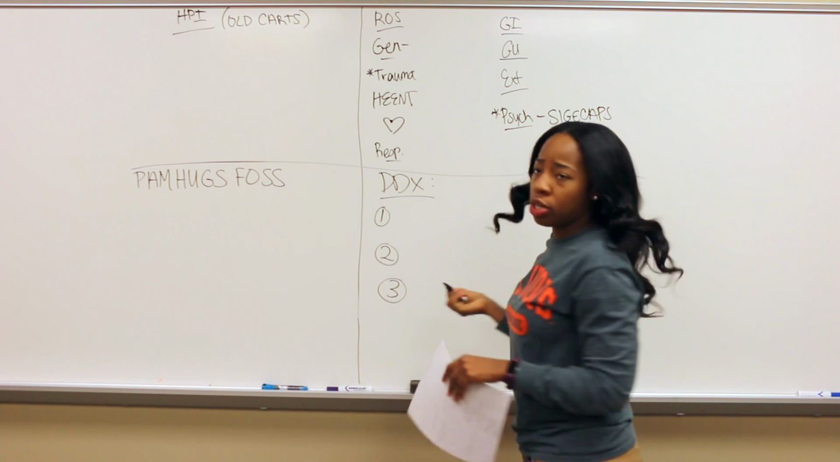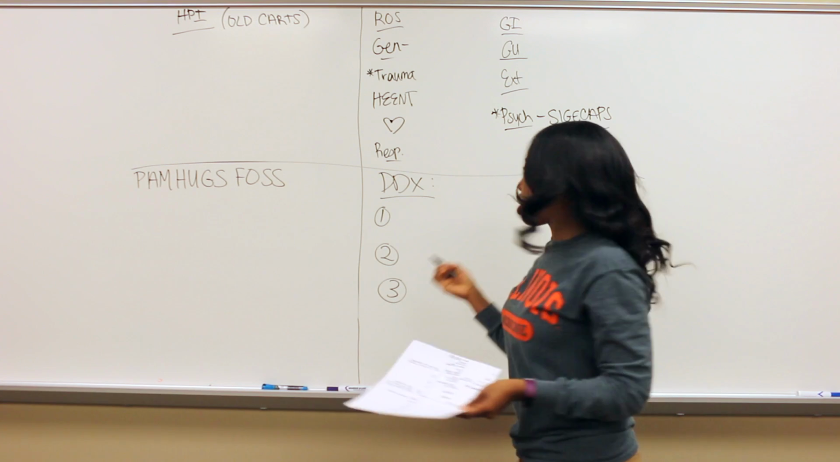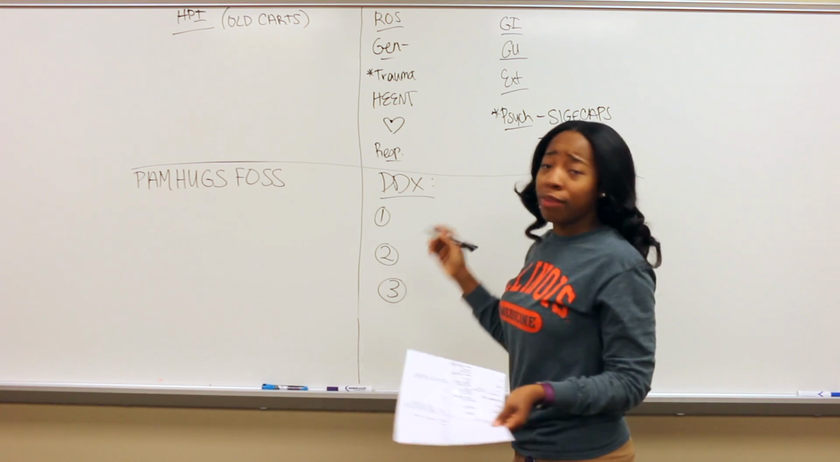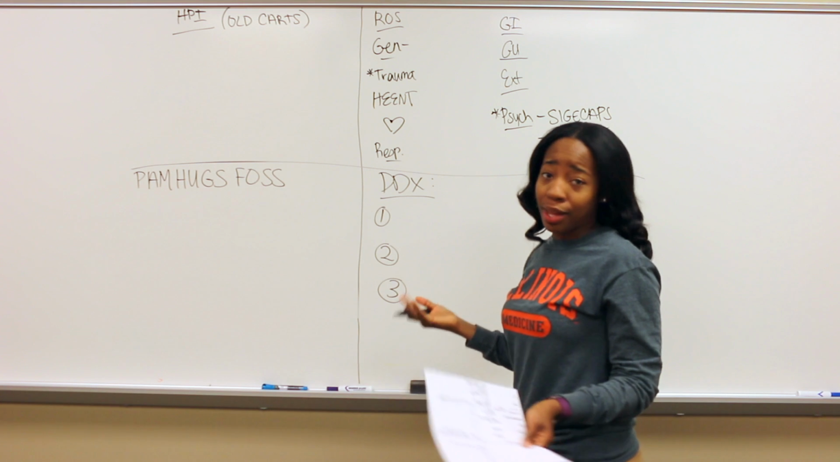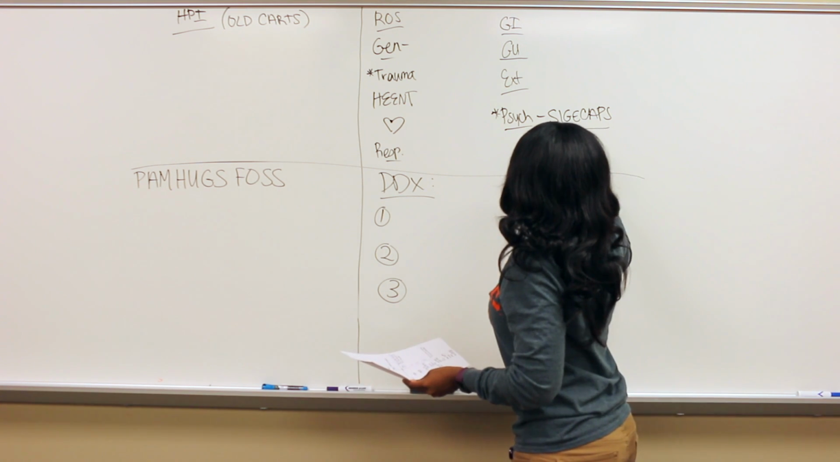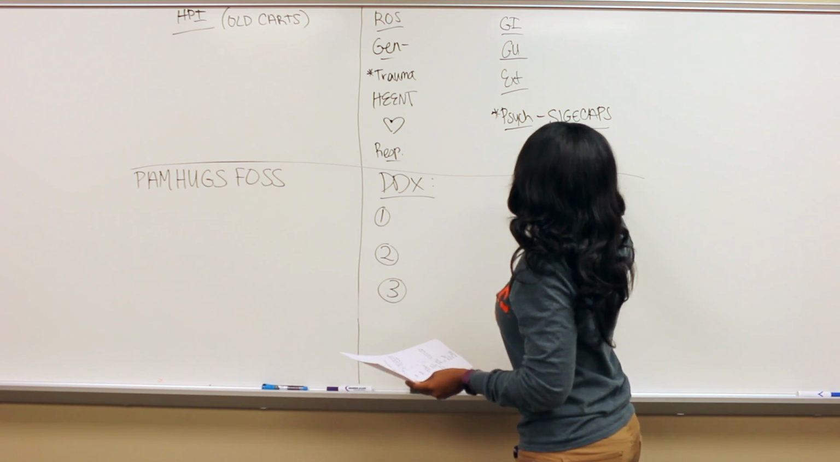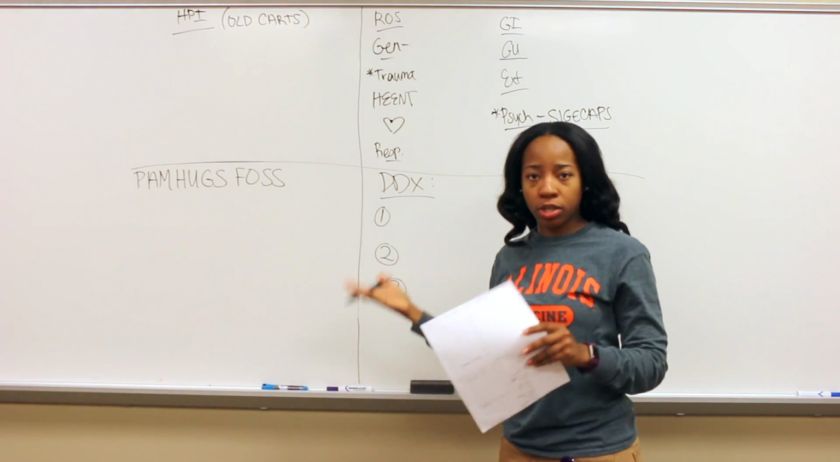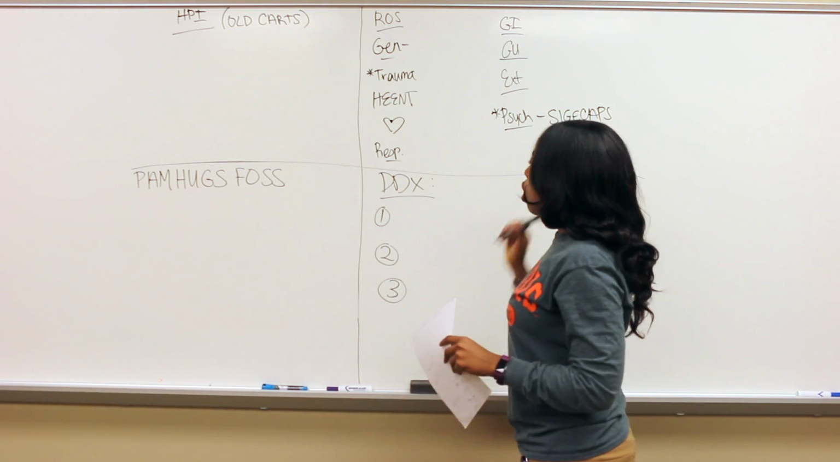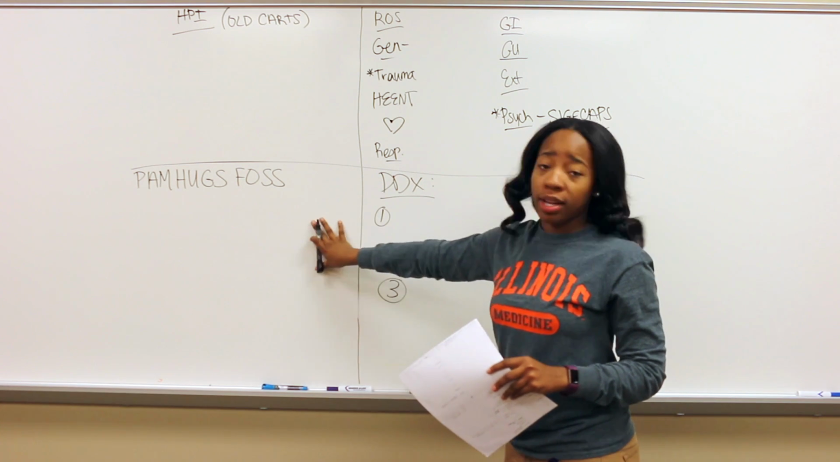By now, you should know what SIG E CAPS are based off of your psych rotations. Also, if you don't want to go through this, you can simply ask, are you feeling sad? Have you been feeling sad lately? If you remember, that's a question that can help you determine if this is a depression or some sort of psychiatric problem that's causing these symptoms. So after I did that, I moved on to PAM HUGS FOSS.